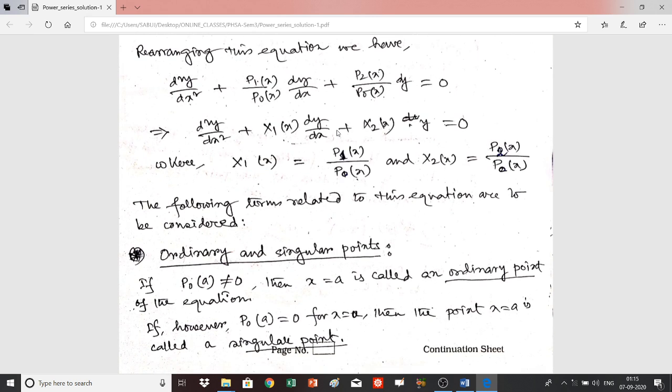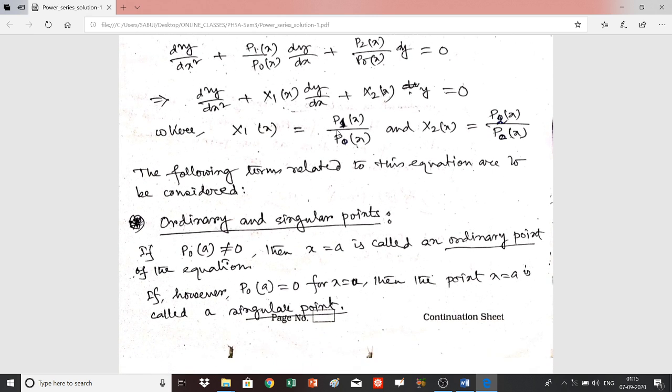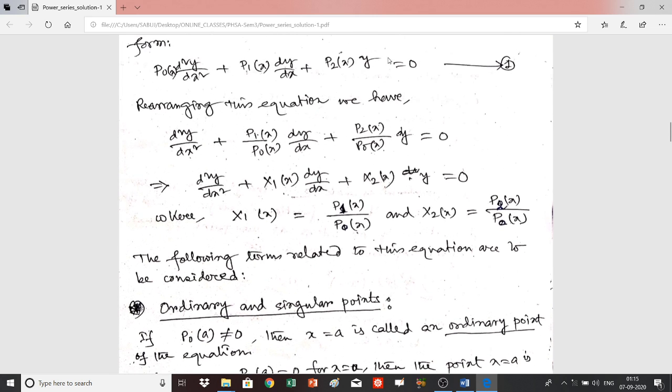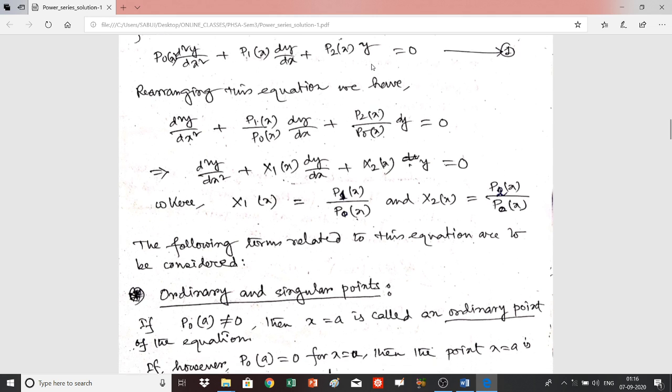So that means when the value of p0(x) at x equal to a is not equal to 0, then the given differential equation will have an ordinary point at x equal to a. And if, however, p0(x) is equal to 0 for x equal to a, then this equation will have a singular point.